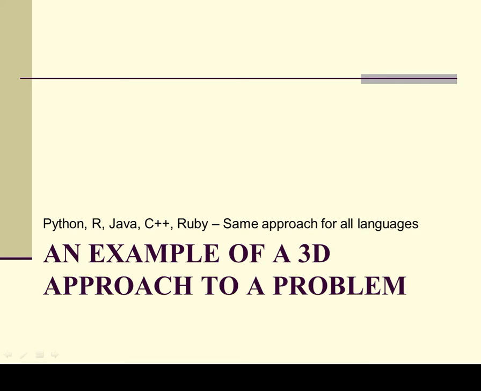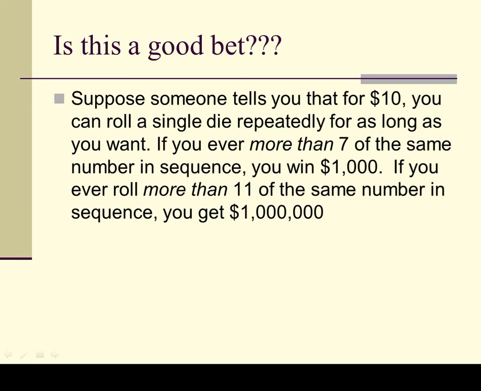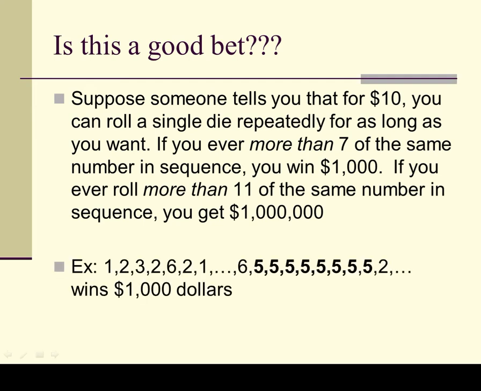All right, let's look at an example of a 3D approach to a problem. So we're going to look at this scenario. Somebody tells you for $10 you can roll a single die repeatedly for as long as you want. If you ever get more than 7 of the same number in sequence, you win 1,000. If you ever roll more than 11 of the same number, you get 1,000,000.